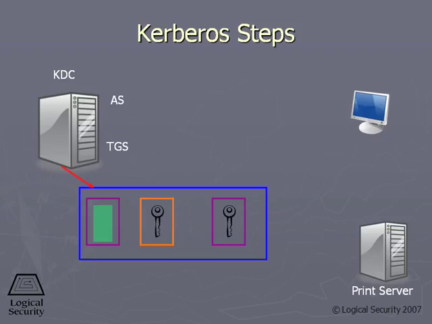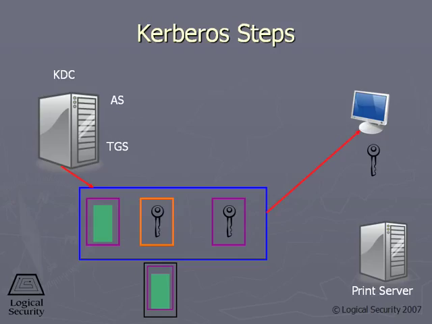Now, when the ticket comes to me, I do what I said before, which is I take my secret key and I decrypt and extract the session key. Now I'm going to add information to that authenticator. I'm going to say this is from Sean Harris, and then I'm going to encrypt it with my session key that I just pulled out.